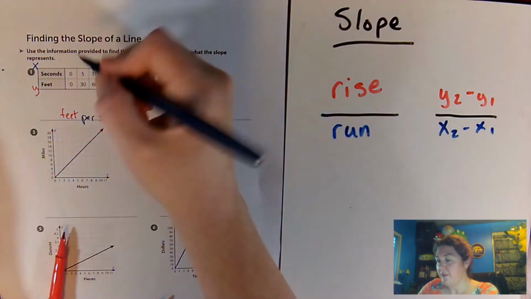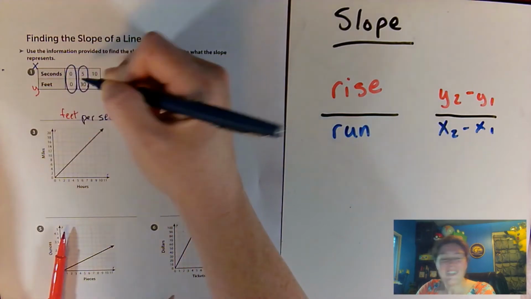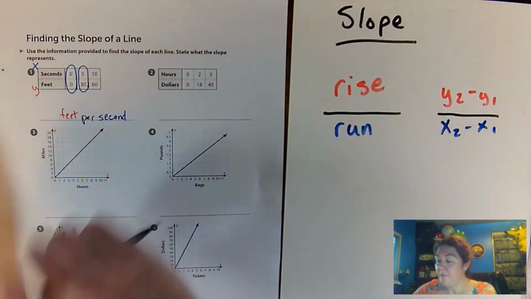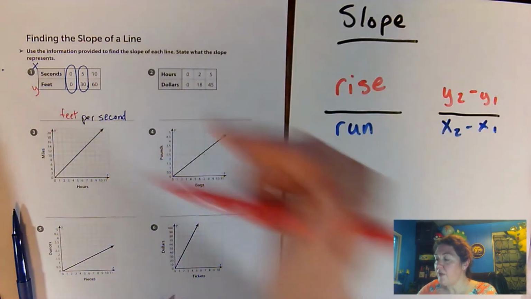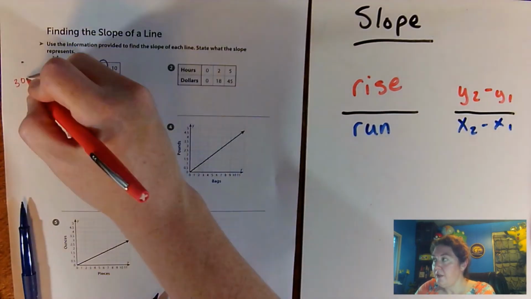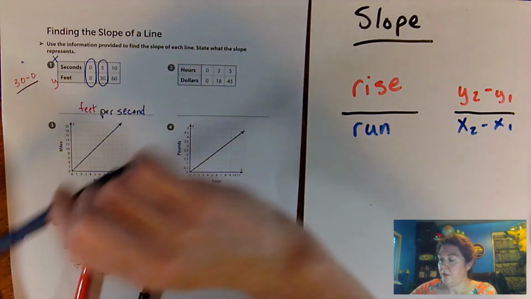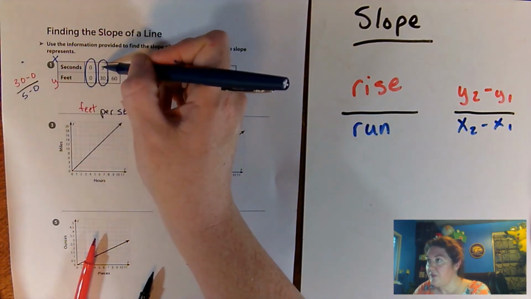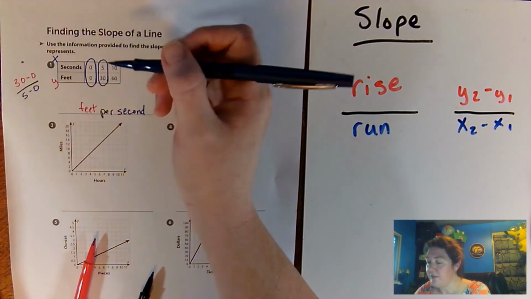So I'm going to take these two and these two. It doesn't matter which ones you choose. I'm just going to be lazy and do the least amount of work. So on the top, because we're dealing with our y's first, our rise first, I'm going to say 30 minus 0 over 5 minus 0. Remember that if you use the second one first, you have to do that both times. It has to be consistent.